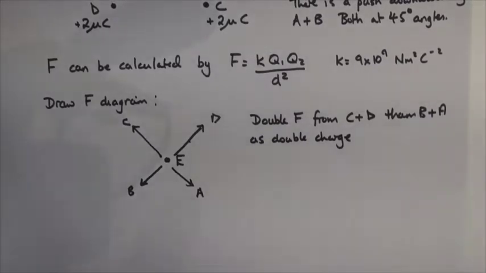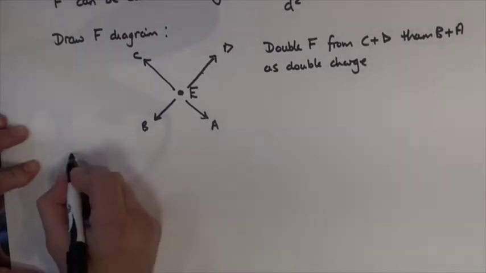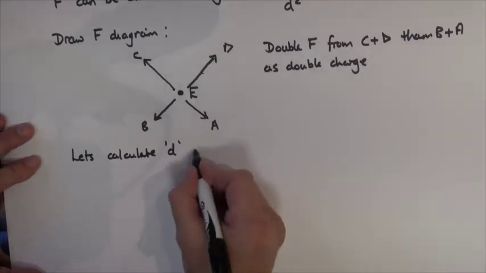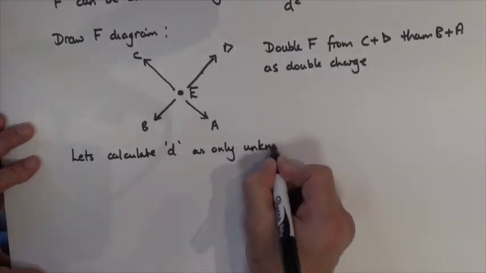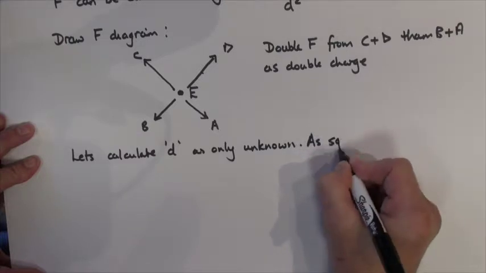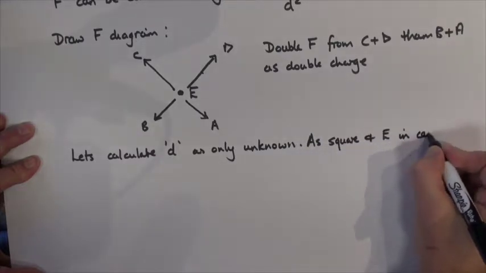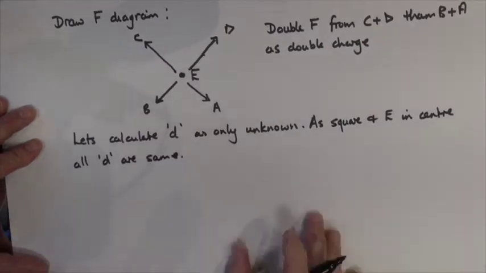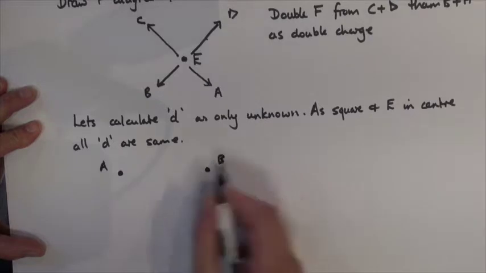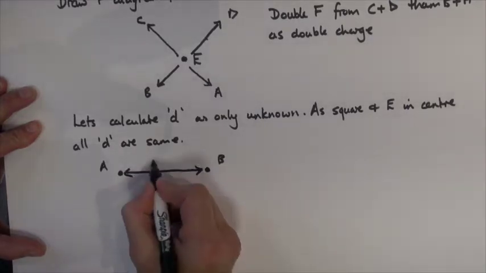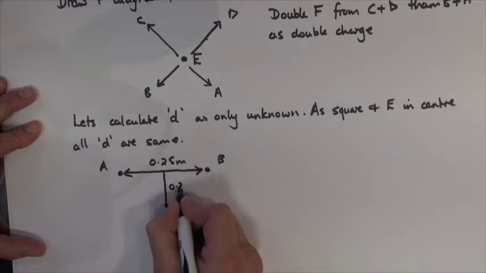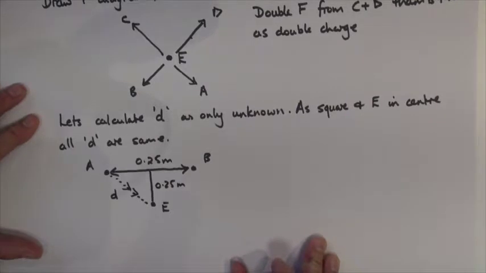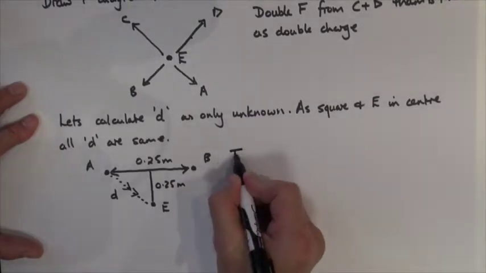Okay, so now we're going to look at how we can calculate D, because D is our unknown at this moment. We know K, we know Q, but we want to find D. As it's a square, all of the distances at 45 degrees acting on E are going to be the same because E is in the centre. So if we just look at A and B, we know that the distance across is 0.25 and the distance down is 0.25. So we can find D, which will be the resultant of these two.